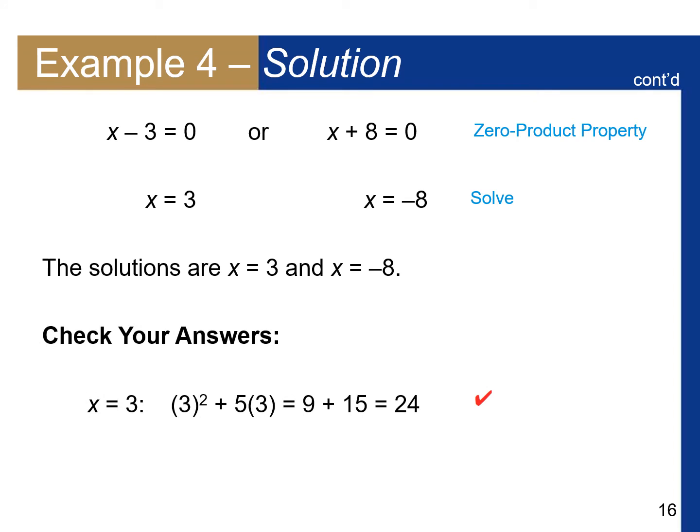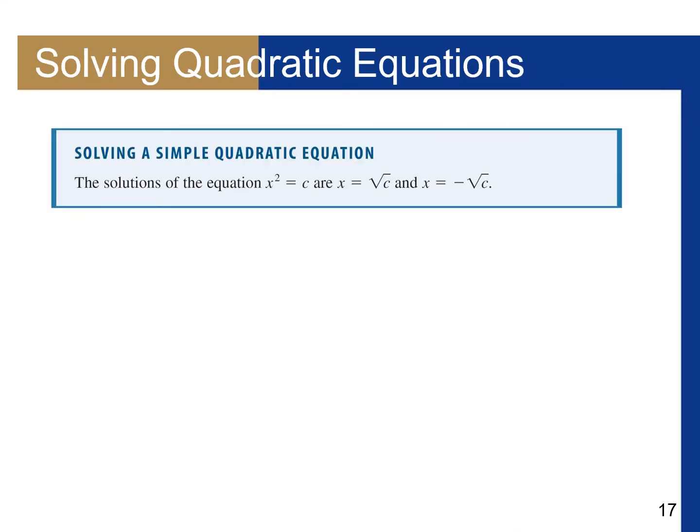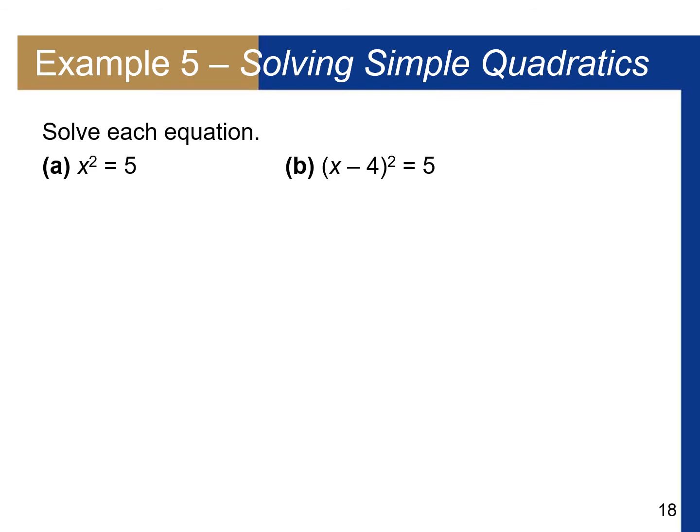I want to check my answers, so I'm going to substitute 3 in to see if I get the right-hand side equal to the left-hand side. And I will also check -8, and both of those do work. Solving a simple quadratic equation, that would be something like this, where we just have x squared equals 5 or x squared equals anything. So I could take the square root of both sides and solve this right away. Same over here, because x minus 4 is in parentheses squared, I could take the square root of both sides here as well.